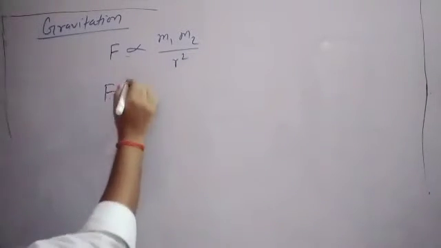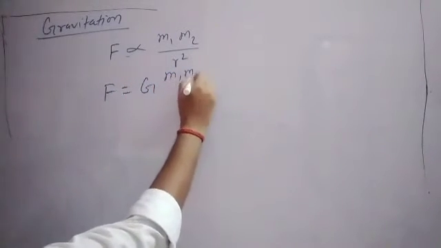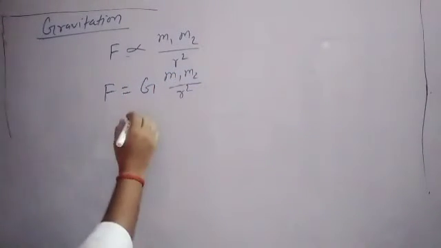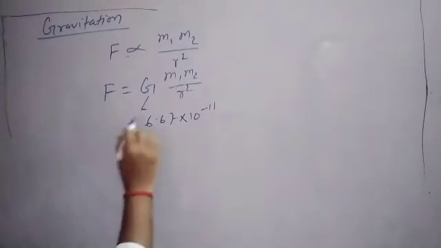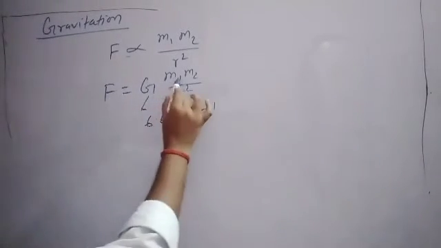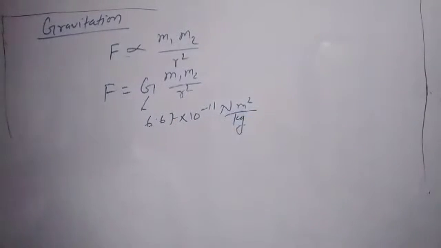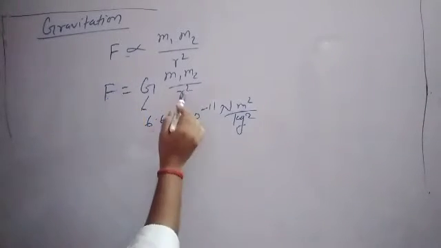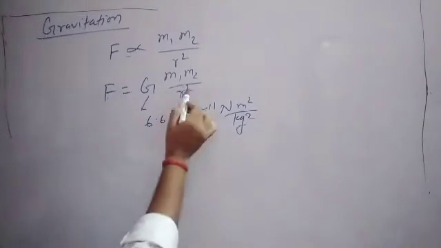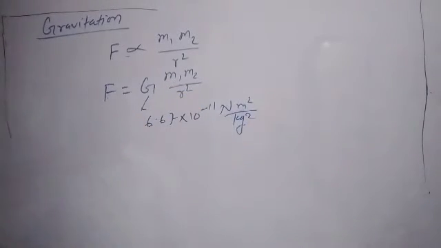So we can write F equals G times m1 m2 by r square, where G is a proportionality constant and its value is 6.67 times 10 to the power minus 11. Its unit will be Newton meter square per kg square, right? For force we use unit Newton, and for distance meter, so this is square, so we write meter square, and kg will divide this side. So Newton meter square per kg square is the unit of G.